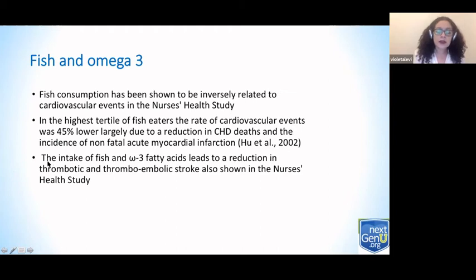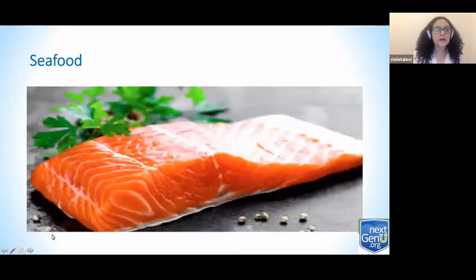The Nurses' Health Study is very famous, and you have the original article in the course. The intake of fish and omega-3 fatty acids leads to a reduction in thrombotic and thromboembolic stroke, also shown in the Nurses' Health Study. So this is very interesting: by eating fish two or three times a week, we can diminish coronary heart disease. Specifically, some of the seafood we recommend is wild-caught salmon, also sardines, and Pacific mackerel.